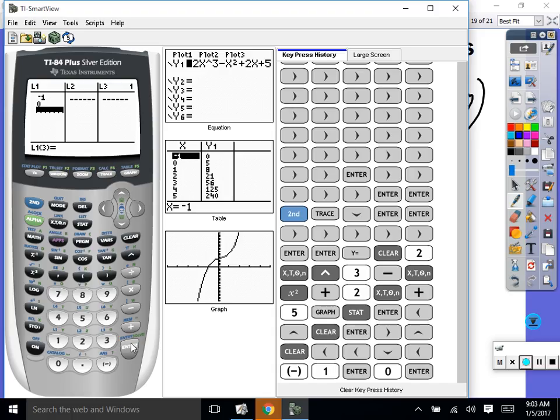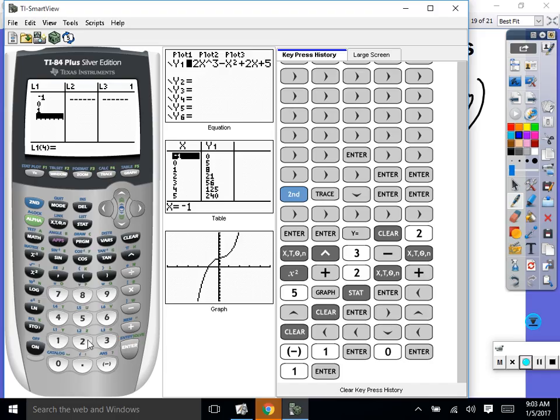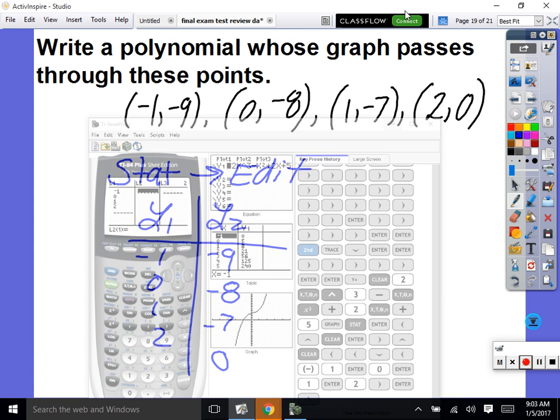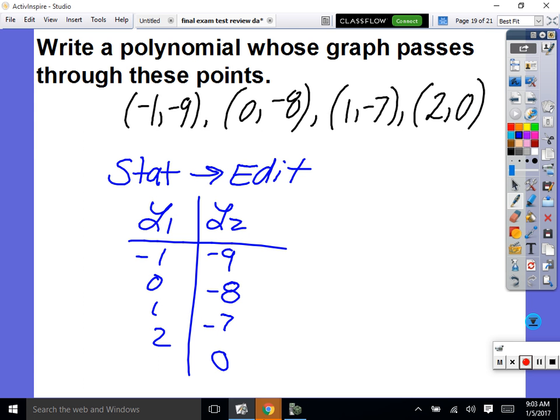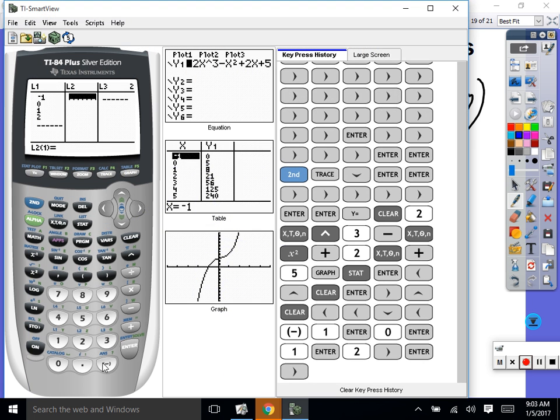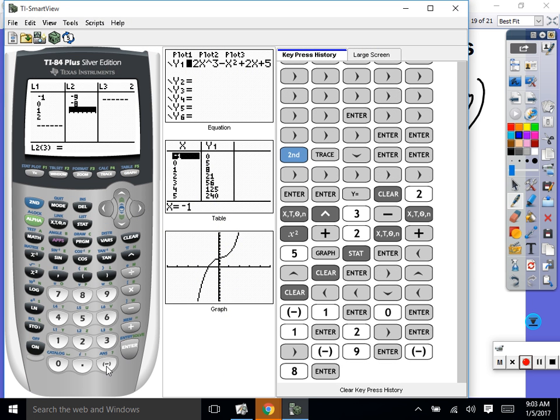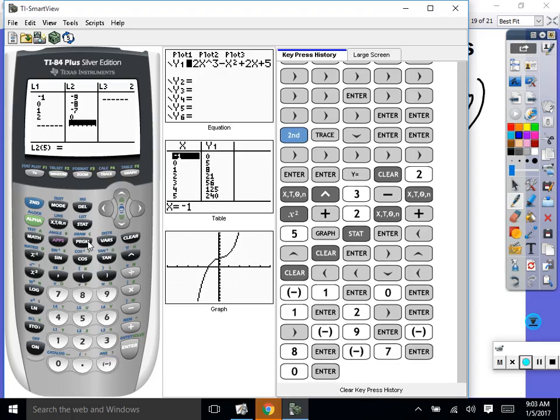Clear doesn't work if you're down here. Okay, and then in list 2, -9, -8, -7, 0. Okay, then from there, you'll hit stat again.